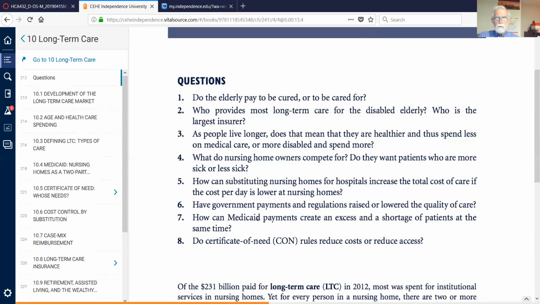As people live longer, does that mean they're healthier and thus spend less on medical care, or more disabled and spend more? Living longer, and the statistics are clear. People are living longer and being healthier longer in their lives, but they still ultimately spend, at some point in their lives, much, much more of their assets and of the government's assets on their medical care, because eventually they get sick.